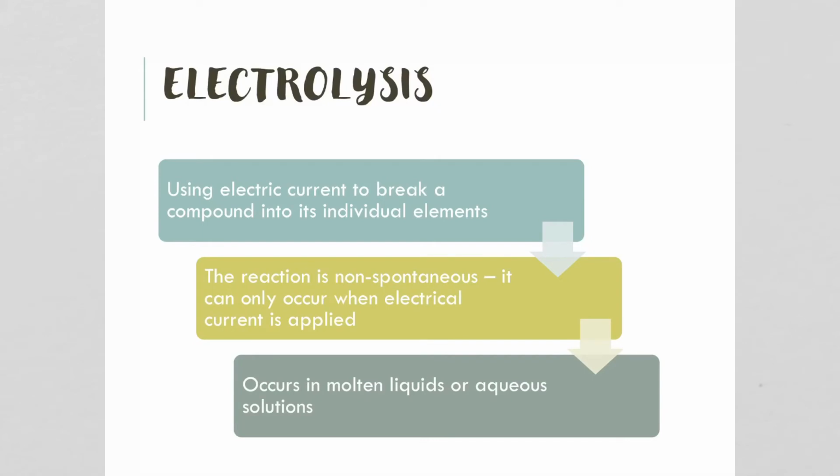So electrolysis uses electric current to break a compound into its individual elements. We've already learned that briefly in an earlier lesson. This reaction is non-spontaneous, unlike the last one. It can only occur when you apply an outside electrical current, so we have to drive the reaction with an outside energy source. And this happens, remember, either in molten ionic compounds or in aqueous solution. Those are the two scenarios where electrolysis is possible.